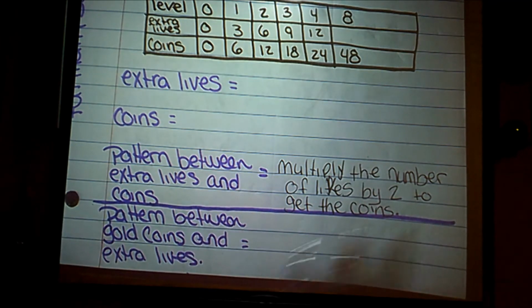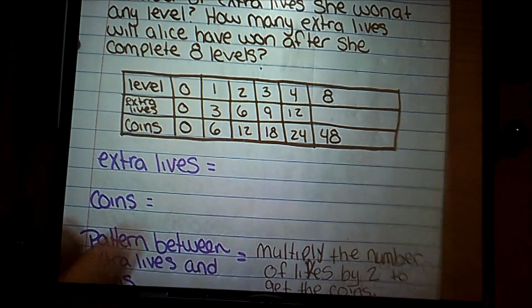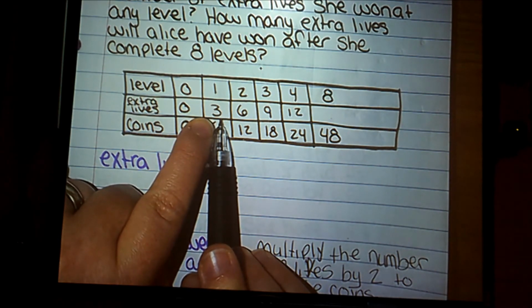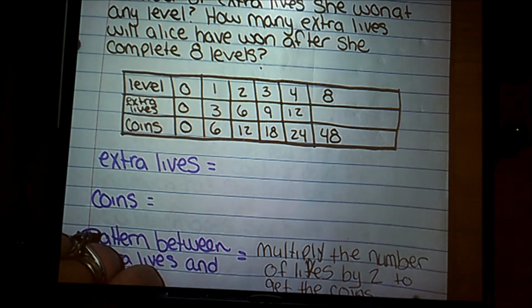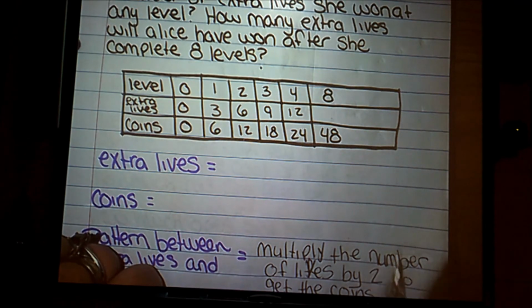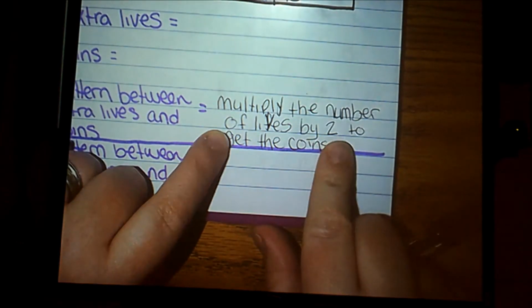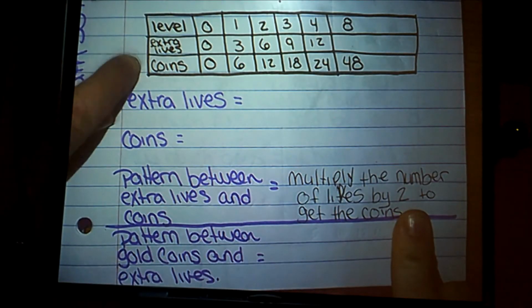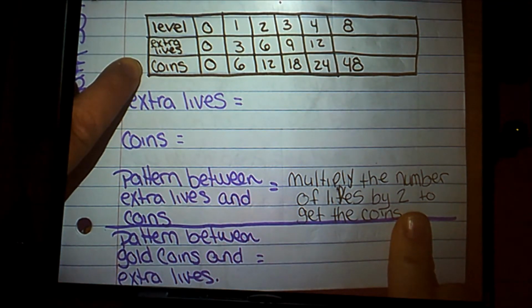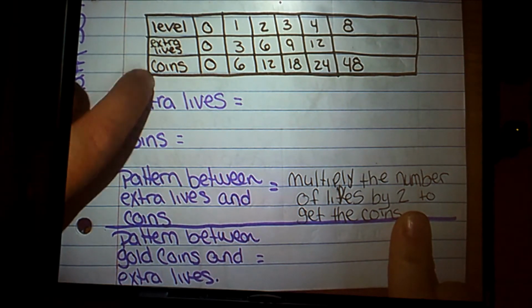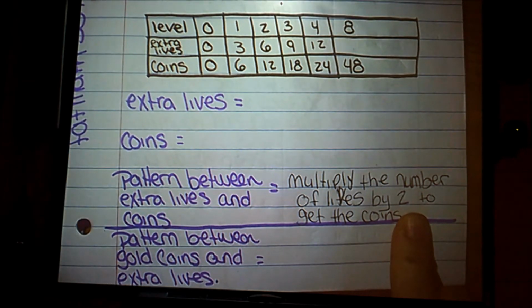except backwards. So how do I go from the 6 to the 3? What would I do? Exactly, I'm going to divide by 2. I mean, it's the inverse. So I'm going to multiply by 2 to go from lives to coins. Then I'm going to do the inverse, and I'm going to divide by 2 to go from coins to lives.